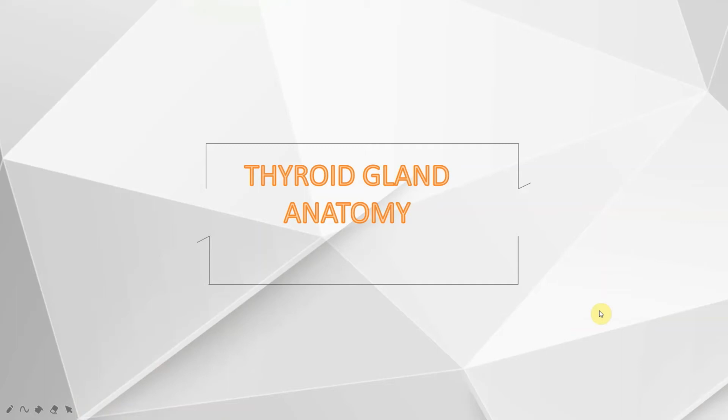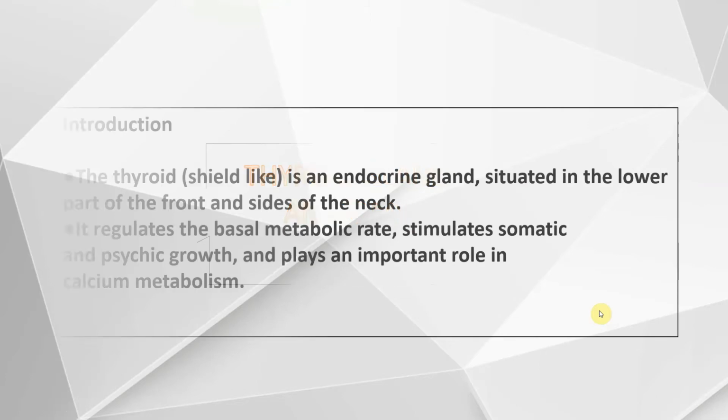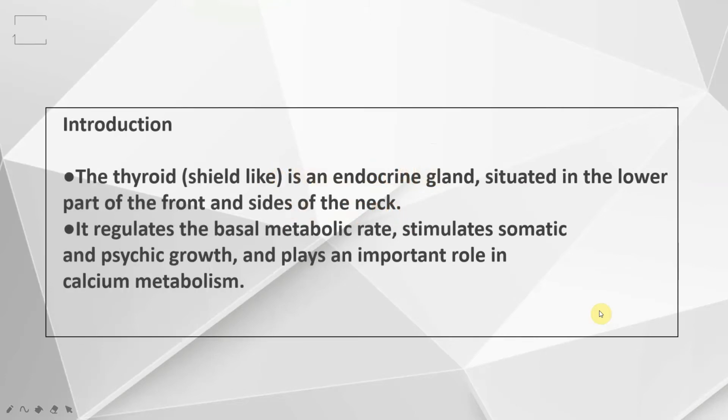Hey guys, today let's learn about the anatomy of thyroid gland. The thyroid gland is an endocrine gland situated in the lower part of the front and sides of the neck. It regulates the basal metabolic rate, stimulates somatic and psychic growth, and plays an important role in calcium metabolism.